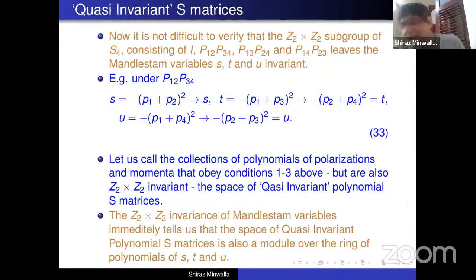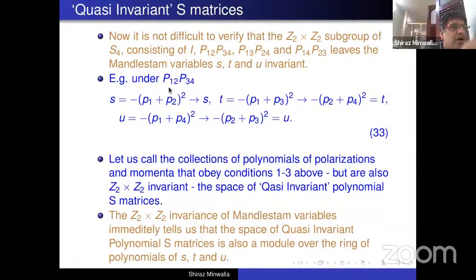So now, instead of being so crude as to look only at S matrices that have no Bose symmetry at all, suppose we look at those S matrices that are invariant under a small subgroup of the permutations, namely invariant under Z2 times Z2. I'm going to give these a name. I'm going to call these quasi-invariant S matrices. I call them quasi-invariant because they're not completely permutation invariant, but they're not completely permutation non-invariant either, because they're invariant under Z2 times Z2. Now the fact.